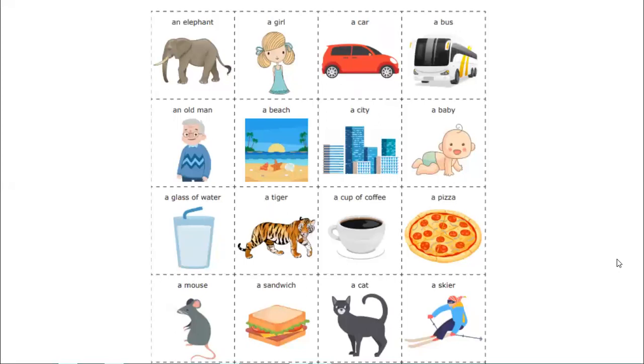Who would like to make comparatives? Comparative. con cualquiera de los objetos que están ahí y con cualquier adjetivo que usted quiera. An elephant is bigger than a mouse. Perfecto. The tiger is more dangerous than the cat. It's more dangerous than a cat.